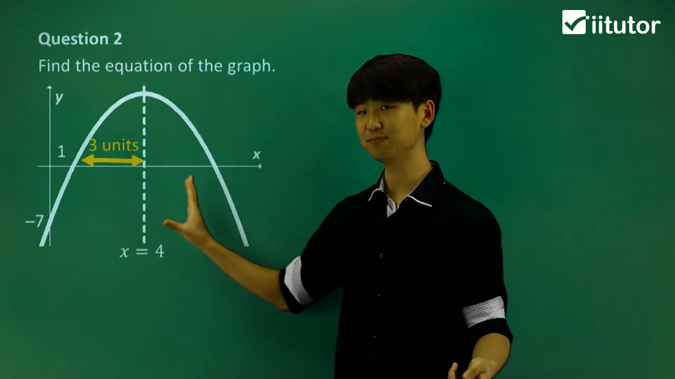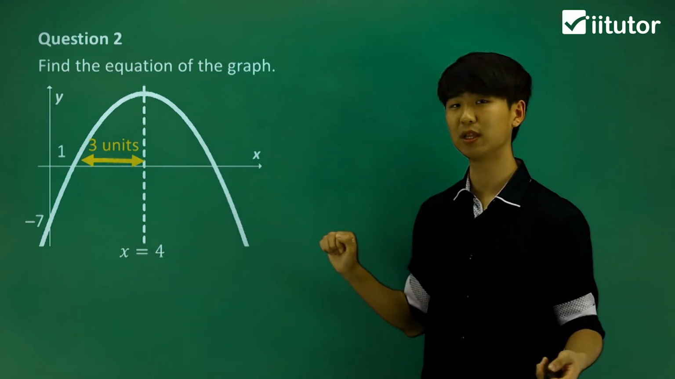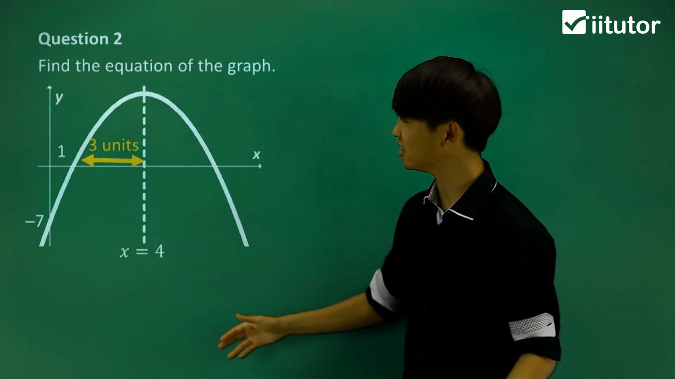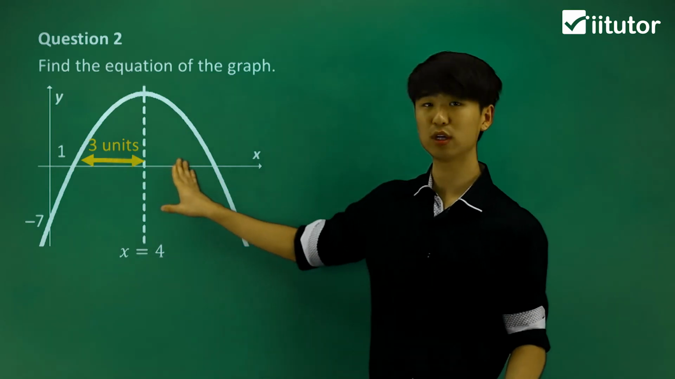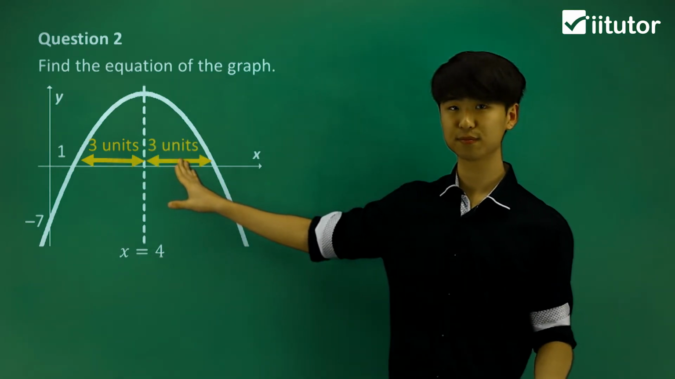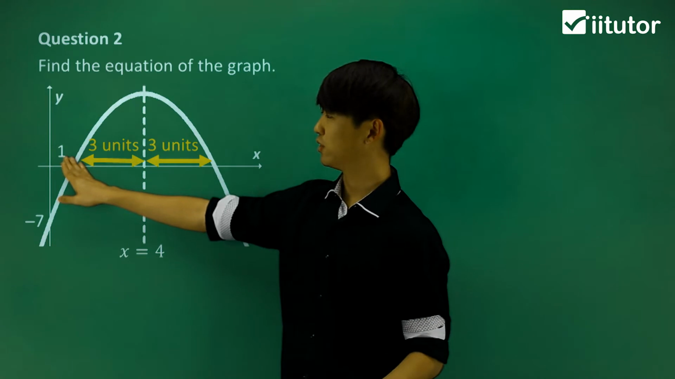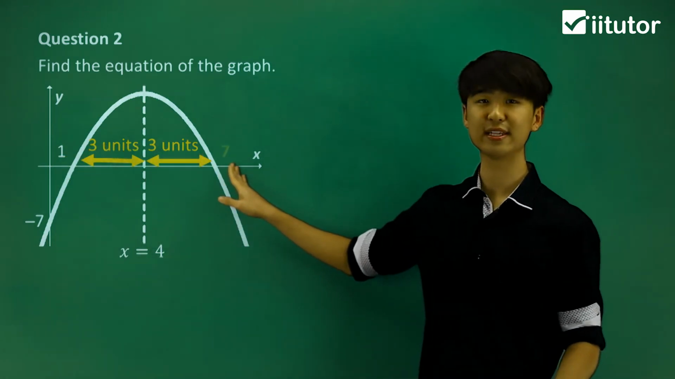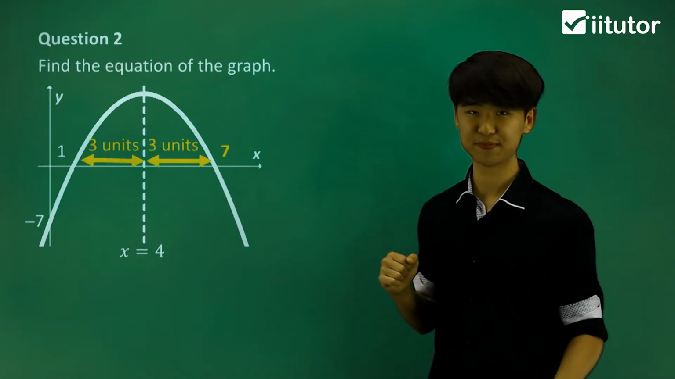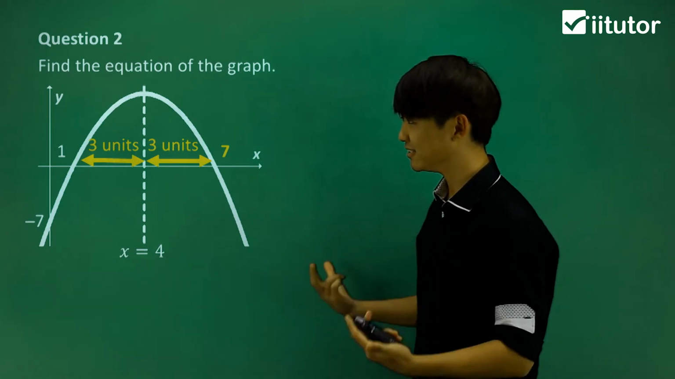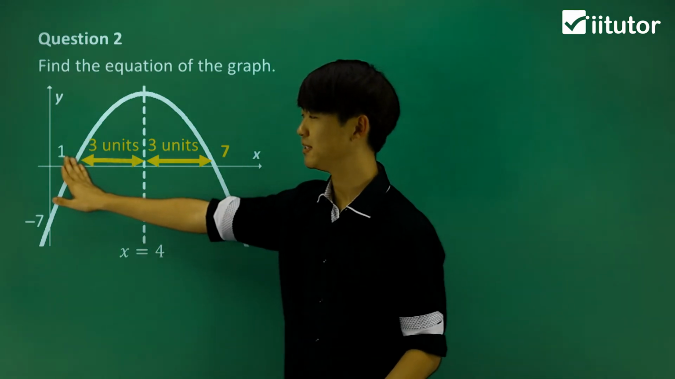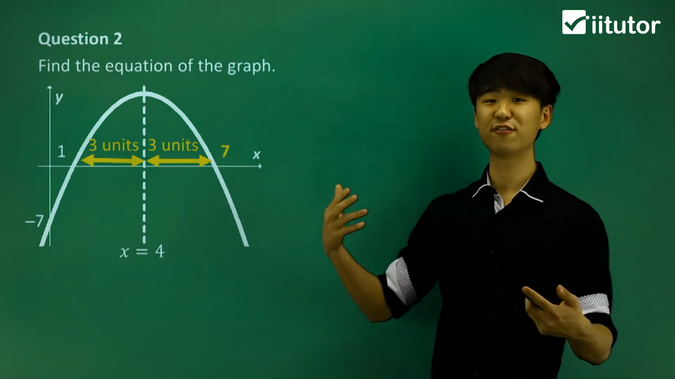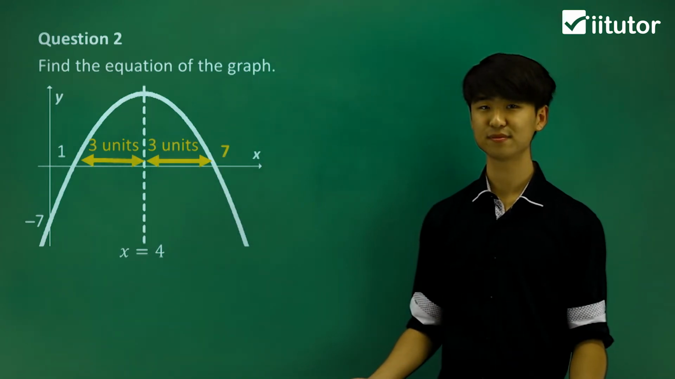Again, because this parabola is symmetrical in nature, if this is 3 units, then this one must also be 3 units. So this intercept at x equals 1, 6 units later, we're going to have another intercept at 7. Now that we have the intercepts here, we can find the equation of my quadratic.